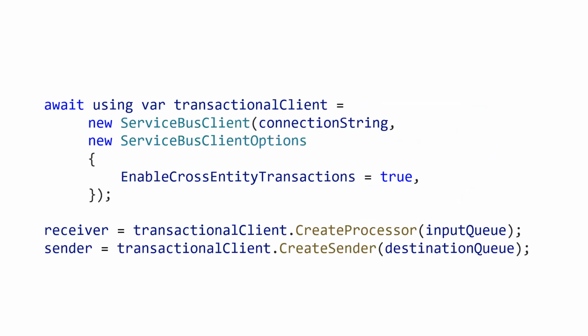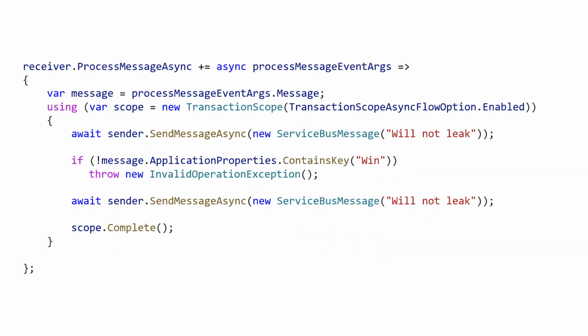You can do that by setting, on the Service Bus client, enable cross-entity transactions to true. And it has to be on the same Service Bus client, so you cannot do that over multiple Service Bus clients. The sender and the receiver need to be owned by the same Service Bus client. And once you do that, inside your message processing delegate, you just wrap it in a transaction scope with async flow option enabled. And then you have transactional guarantees. So if we are throwing in this code, messages will not be delivered.